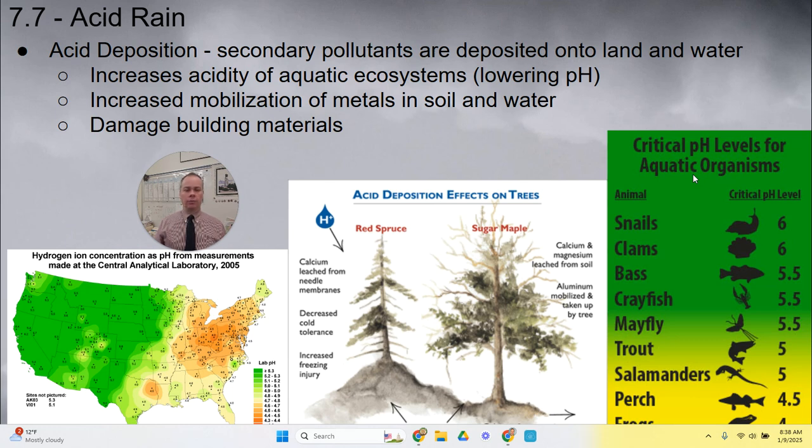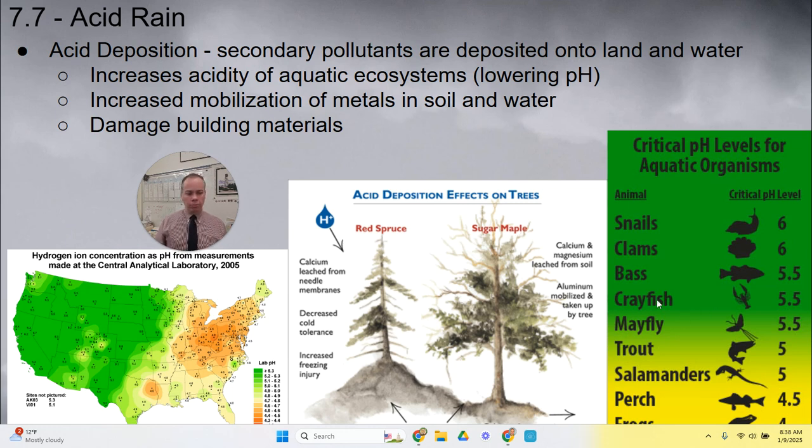bodies of water. And if it brings them down below a level where organisms that live in those lakes and streams can tolerate, then they can no longer survive there. And different types of organisms have different ranges of tolerance for acidic conditions. For example, snails and clams are quite vulnerable. They do not have a wide range of tolerance in terms of pH. If the pH falls below a pH of around 6, then they can no longer survive in those conditions.